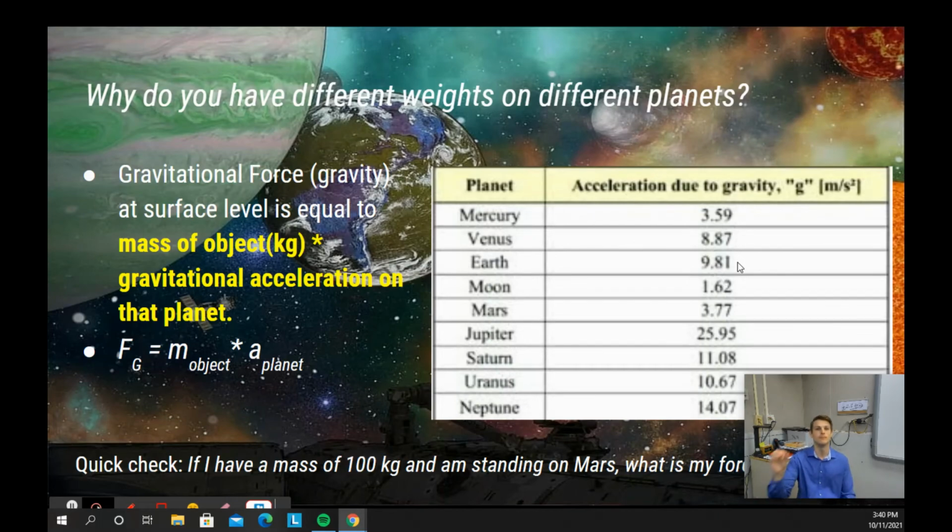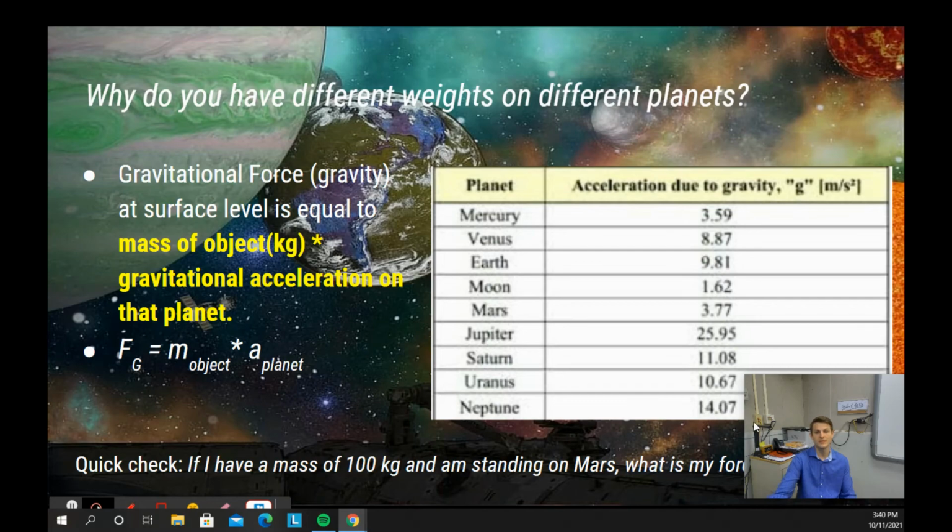You're going to accelerate multiple times faster at Jupiter than you're going to at Earth, especially when you look at the exponential part of that equation. So that is the equation right there. Force is equal to mass of the object multiplied by the acceleration of the planet. That is the force of gravity you're going to have on each of these planets. Okay, that's the equation that you will use to solve for the gravitational force.